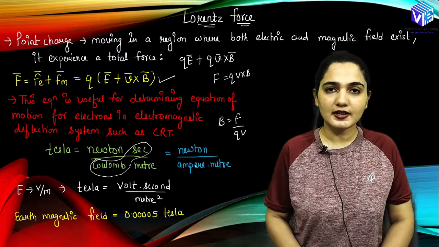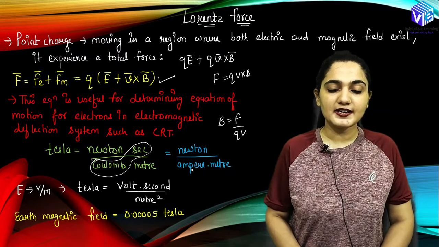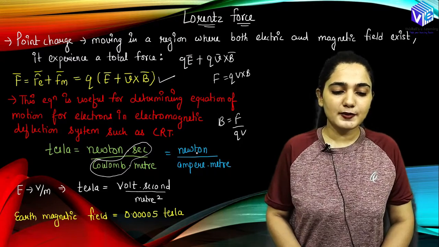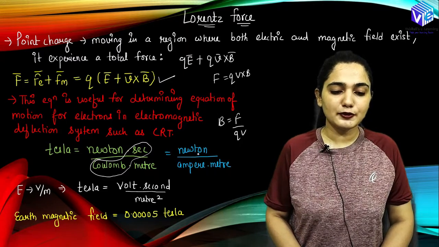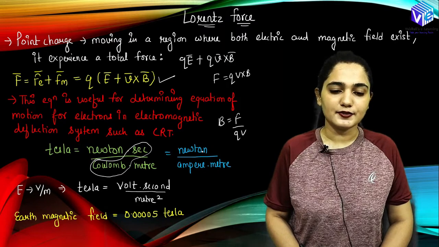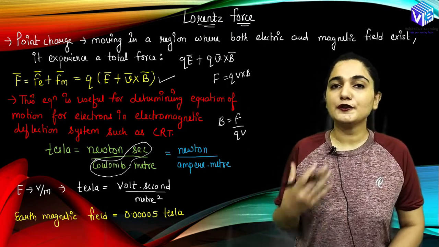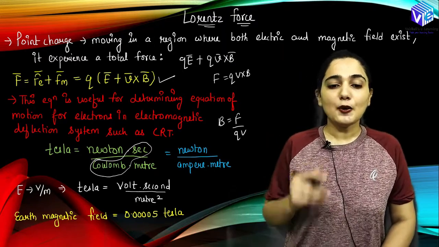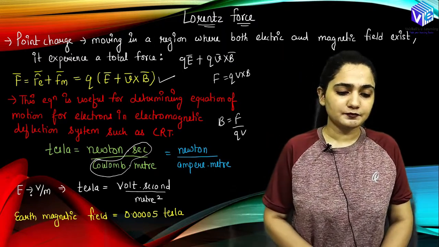We all know this thing. Coulomb per second is a representation for the unit of the current which is ampere. So the Tesla could be equal to Newton per ampere meter. So I hope you understood the unit of the field. The magnetic field is having the unit Tesla which is Newton per ampere meter.